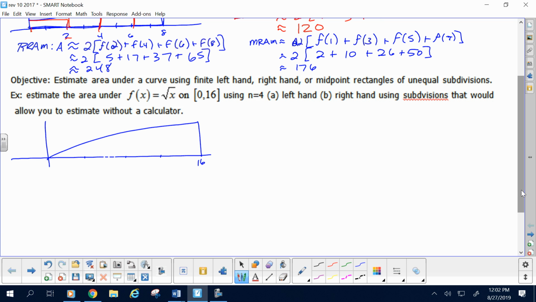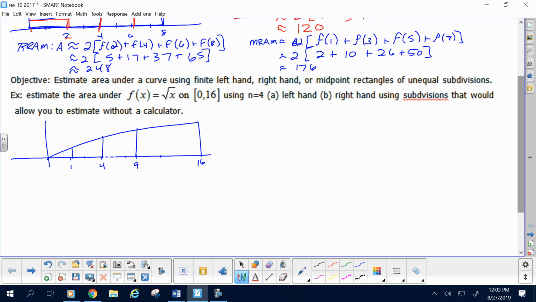So what are some nice numbers to work with in the square root function? Well, I could use 1, and 4, and 9, and 16. I would get different regions, and that's okay. Because they're different regions, can I factor out a base now?